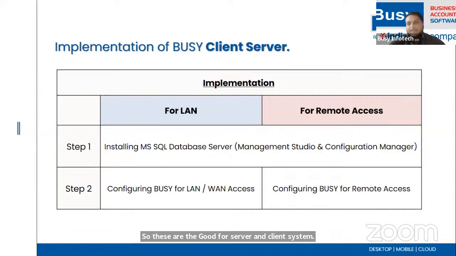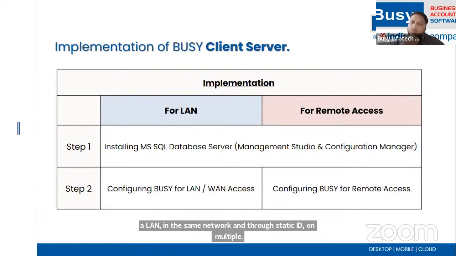Next, what steps you have to follow for configuration and implementation of a Busy client server license, SQL database license. For LAN and for remote access, let me tell you for LAN first. First, you have to install the SQL setup on the server system. The server system is the main system. All the configuration you have to do on the server system, and client systems will access the server system data through LAN in the same network, and through static IP on multiple networks.